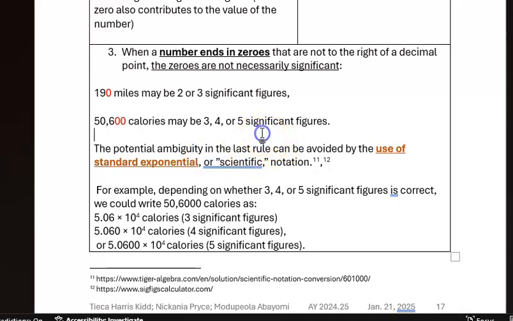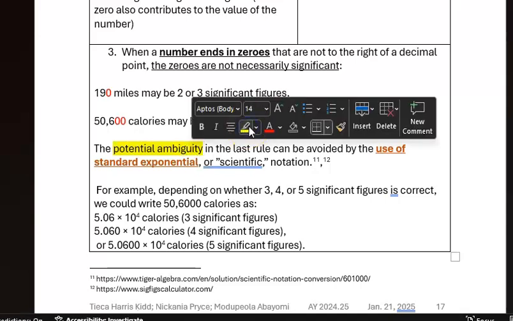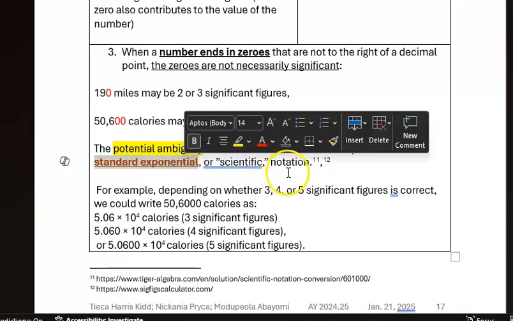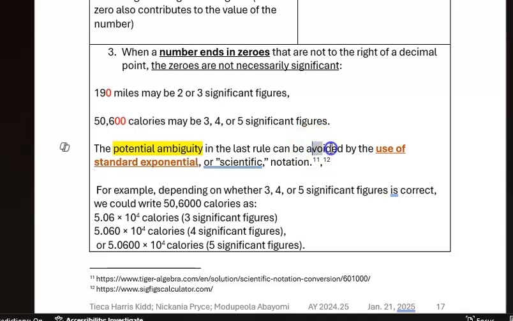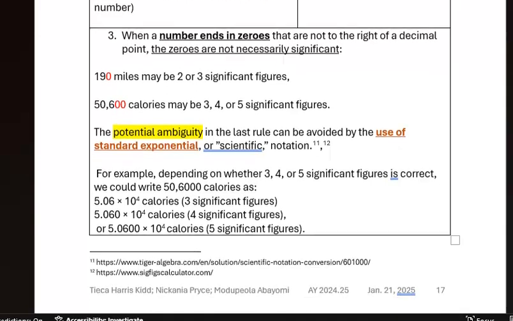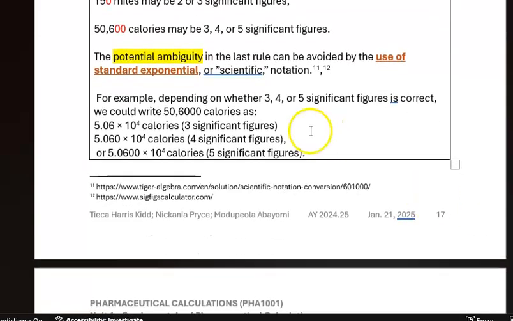So you know what, students? Don't confuse the brain about that one. The only thing I will tell you is this is going to bring us into the next topic. So the potential ambiguity, isn't this awesome? The ambiguity that this may create is going to lead us into our next topic. This is why standard form or scientific notation was created, to avoid this. So whenever this rule applies, that a big number ends with 0, to eliminate the ambiguity, you convert the number to standard form. And that is where our next topic in pharmaceutical calculation, fundamental concepts, will begin.